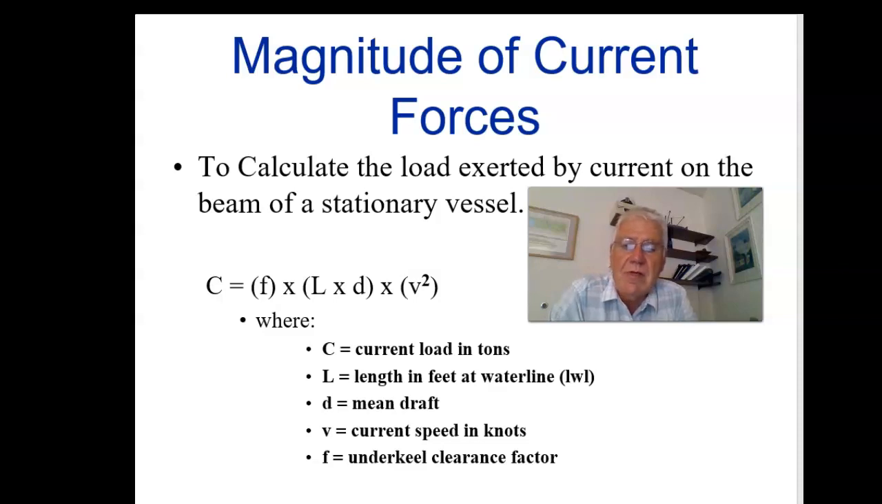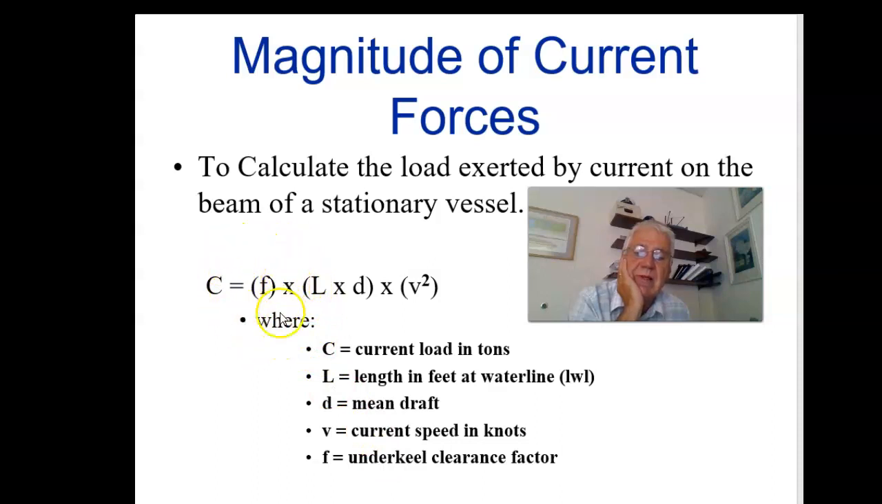So what we're looking at is to calculate the load exerted by the current on the beam. Same situation, just like we were talking about the wind operating on the beam on a stationary vessel. There's a little bit more to it because we have an extra factor. So the current load in tons equals the length in feet of the water line, the mean draft, so that's L times D, the velocity, the speed of the current, times V squared. And then we have this new one right here.